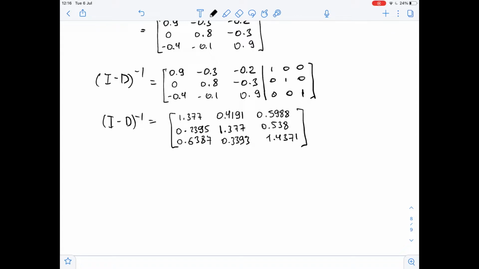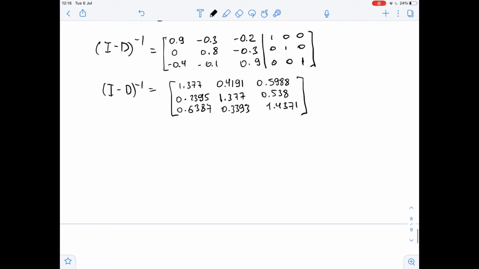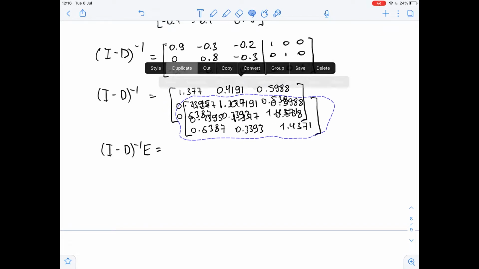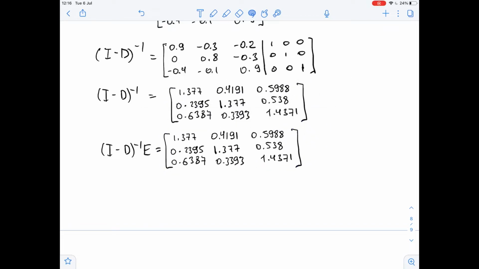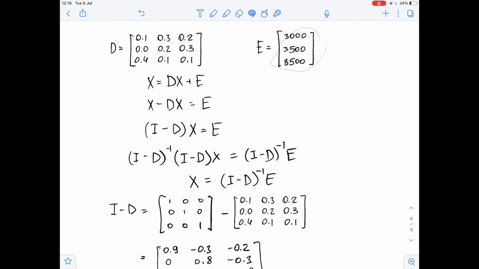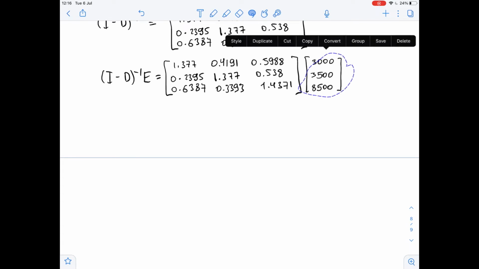So now we need to multiply this inverse by matrix E. So we need to multiply this by matrix E, and this equals this matrix times matrix E. Right here. Times matrix E.